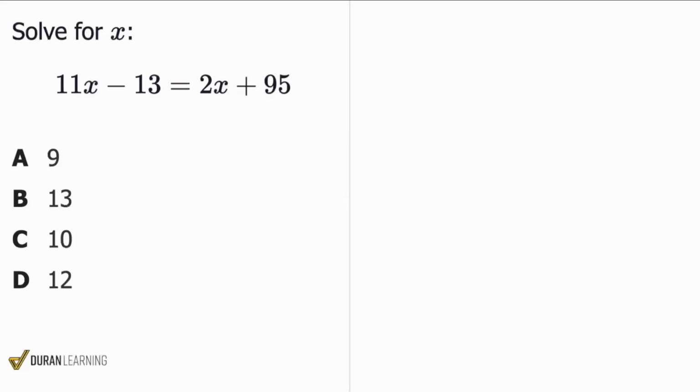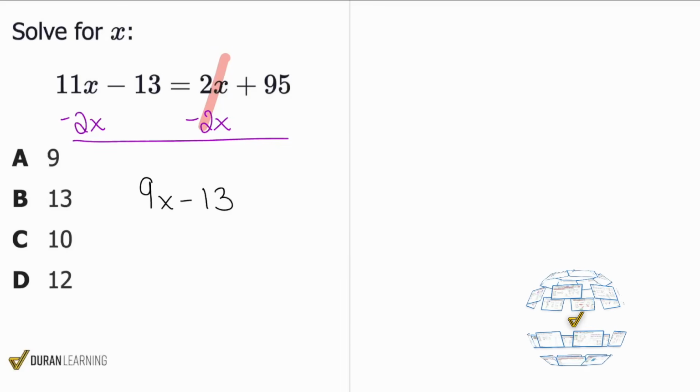And to do that, I'm going to do the opposite of what's just sitting there. It's just sitting as a positive 2x. So I will subtract 2x on both sides. So once I do that, it cancels right there on the right side. 11 minus 2 is 9x. 9x minus 13 equals 95.